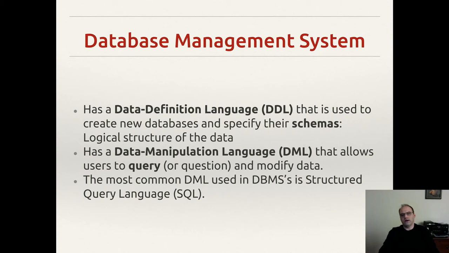We're going to talk about two different kinds of interfaces that we have with our database management system. Two different languages, if you will, that we're going to use to talk to it. And it has to have both of these things to be a viable database management system. The first is the data definition language. The data definition language allows us to create new databases, allows us to alter them, it allows us to update the database itself. I'm going to refer to this as its schema, which is the logical structure of its data.